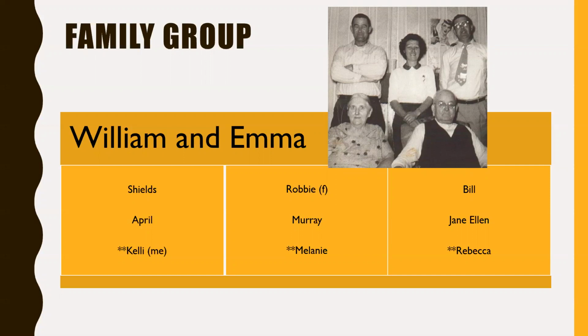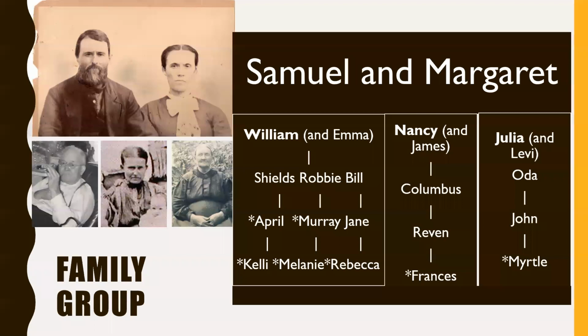Now let's go one more generation back and look at William's parents, Samuel and Margaret. Samuel and Margaret are my second great-grandparents, and 3 of their children are here. They had, I believe, 12 in all, but I've listed 3 of them here. William and Emma had multiple children, and I've starred all the people who have DNA tests. So you can see that my mom and I do, my mom's cousin Murray and his daughter do, and Jane's daughter Rebecca does as well. There are also other cousins along the way who have DNA tests.